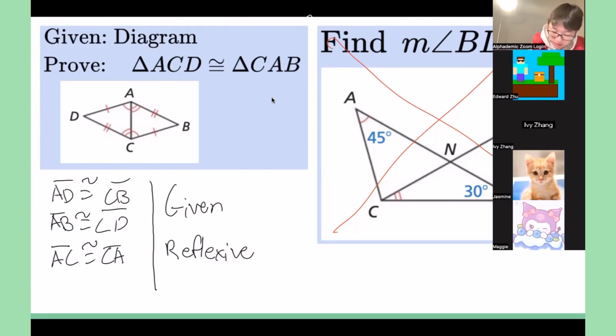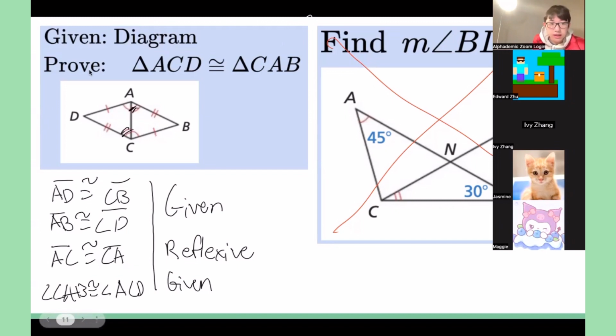Next up, we can say that angle CAB is congruent to angle ACD, which is a given, because from here you can see that CAB, this angle right here, is congruent to angle ACD because they both have the two lines. Whenever you see two of these dashes, they mean congruence. So that's just something for you guys to know as well.